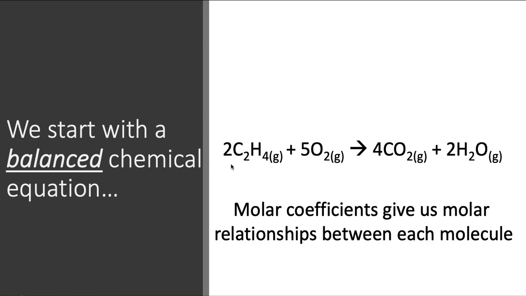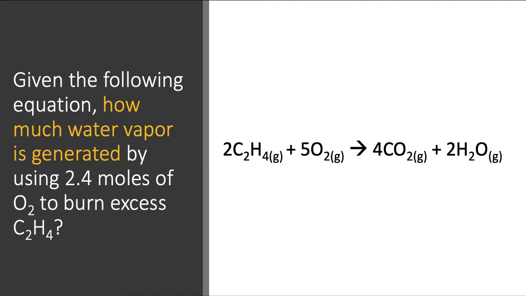for every 2 moles of ethane, I burn 5 moles of oxygen. That's what the 2 and the 5 tell me. And I produce 4 moles of carbon dioxide and 2 moles of water vapor. So these coefficients tell me how many moles of each substance are involved in the equation. And that's an important fact because I can then relate known amounts to unknown amounts.